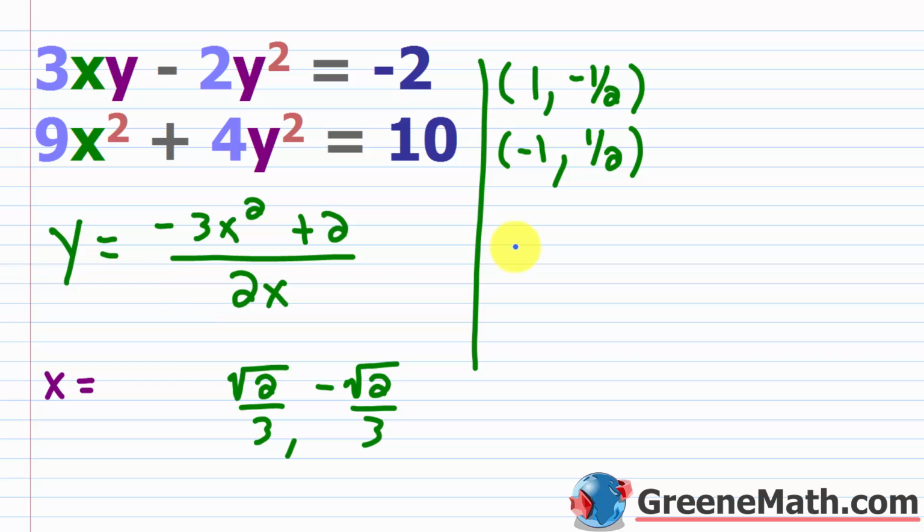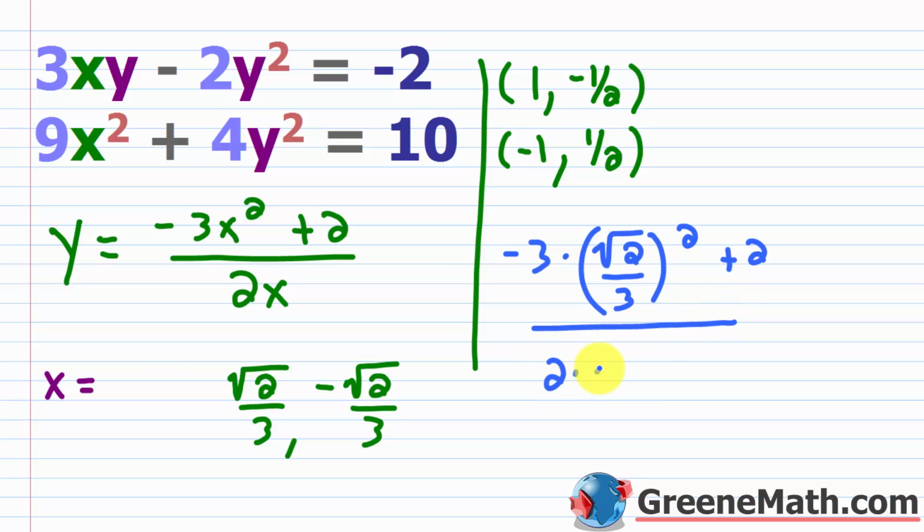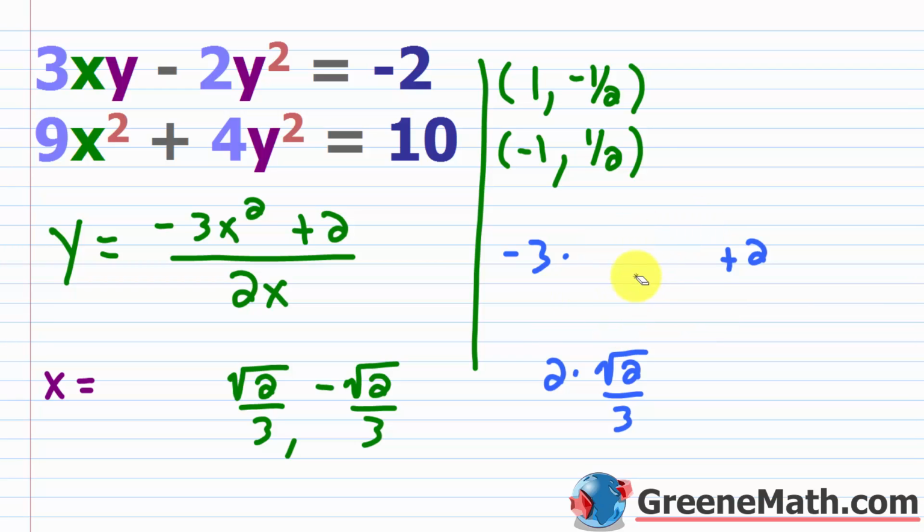If I had negative 3 times this guy squared, so you'd have the square root of 2 over 3, this guy squared, plus 2, and this is all over 2 times square root of 2 over 3. So if I squared the square root of 2, I would get 2. If I squared 3, I would get 9. So this would be 2/9. If I divide 9 by 3, I get 3. So this would just be negative 1, and this would be 3. So this would turn out to be negative 2/3. So negative 2/3. Okay. So now from here we have plus 2.